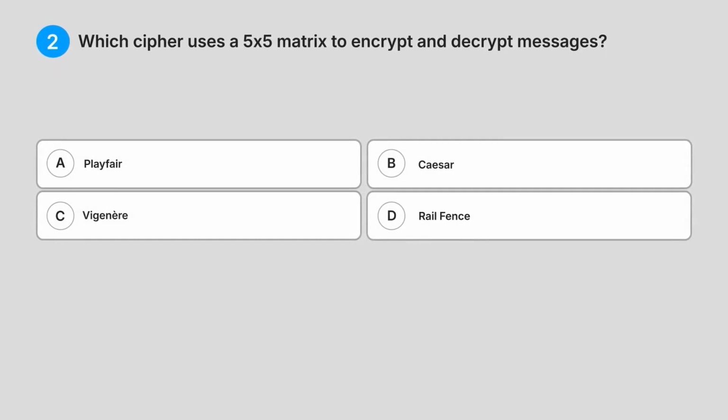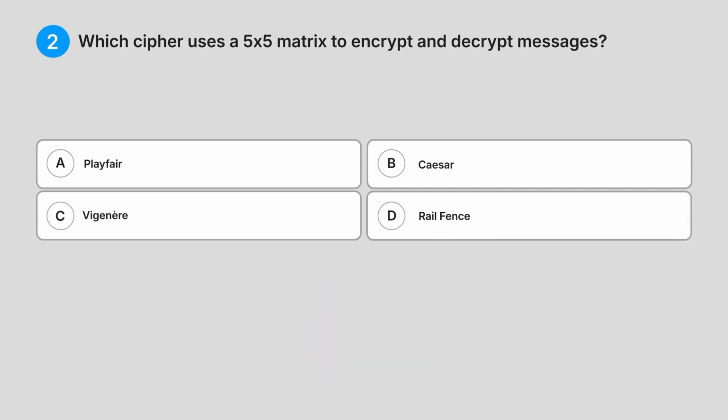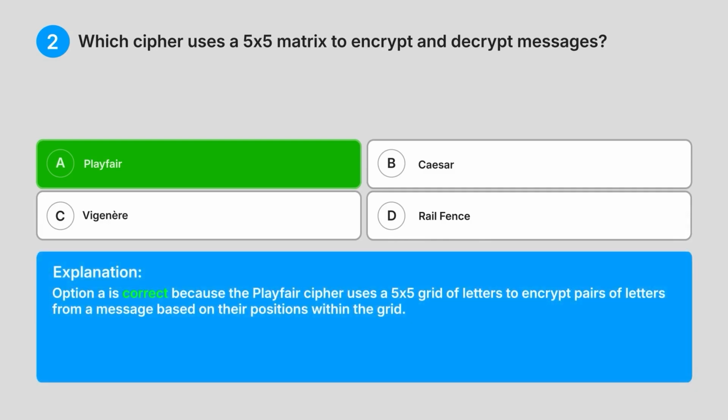2. Which cipher uses a 5x5 matrix to encrypt and decrypt messages? A. Playfair, B. Caesar, C. Vigenère, D. Railfence. What do you think is the answer? Correct answer, A. Playfair. Explanation: Option A is correct because the Playfair cipher uses a 5x5 grid of letters to encrypt pairs of letters from a message based on their positions within the grid.